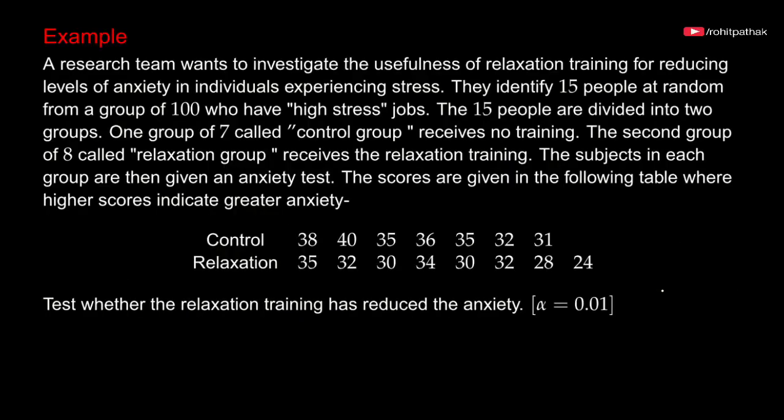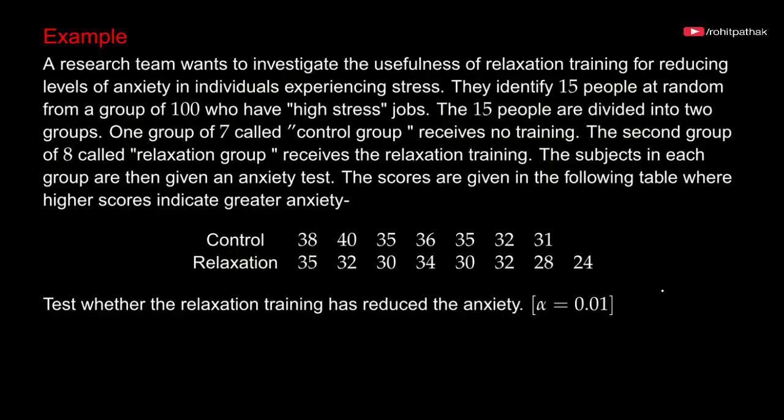A research team wants to investigate the usefulness of relaxation training for reducing levels of anxiety in individuals experiencing stress. They identify 15 people at random from a group of 100 who have high stress jobs. The 15 people are then divided into two groups. One group of 7 called control group receives no training. The second group of 8 called relaxation group receives a relaxation training. The subjects in each group are then given an anxiety test. The scores are given in the following table, where high scores indicate greater anxiety. So there are two groups, control group and relaxation group, scoring these numbers.